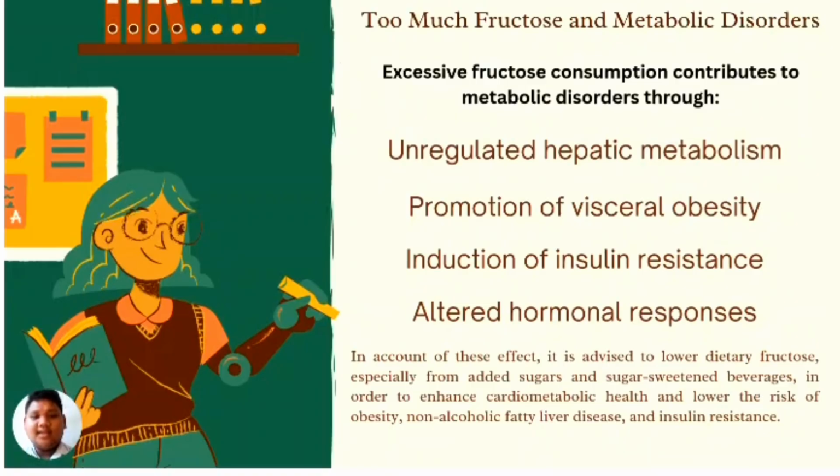For unregulated hepatic metabolism, fructose is primarily metabolized in the liver, where it bypasses key glycolytic control points, leading to unregulated fructolysis and stimulation of DNL, or de novo lipogenesis. This process converts excess fructose into fatty acids, resulting in fat accumulation in the liver cells, which is a hallmark for NAFLD, otherwise known as non-alcoholic fatty liver disease.